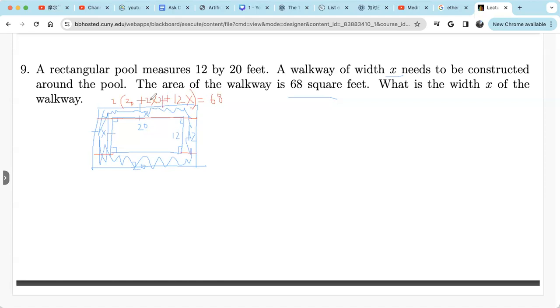Okay, so I have 2x plus 12x, that's 14x. Or first, actually, we can simplify. We have 2 as a factor, because this whole thing is multiplied by 2, so we can divide by 2 on both sides. 68 divided by 2, we get 34. So we have 2x plus 12x, that's 16x. 16x equals 34. We want to move this 20 to the other side. So it becomes 34 minus 20.